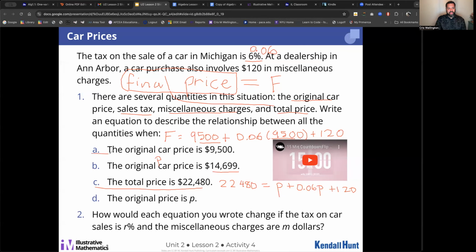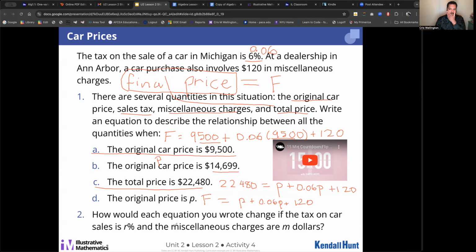We already found out what our equation was for part A. Part B is similar, so I'm omitting that one. And here, I'm borrowing from this. The original price is P. I don't know anything else. So all I have to do is use the variable F for the total price. And so I'm going to have everything on the right here: P plus 0.06P plus 120. And that would be that situation.